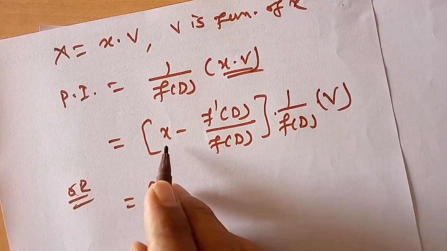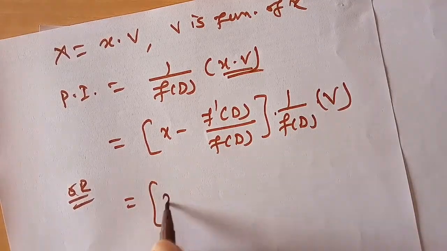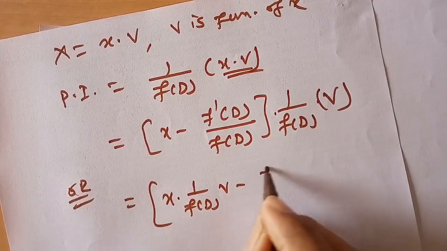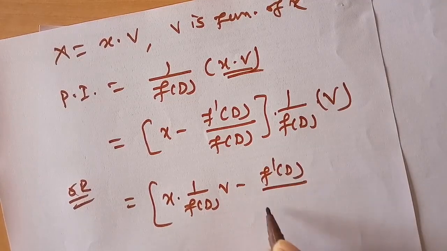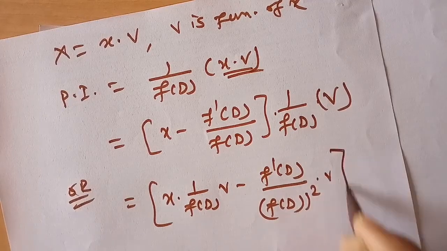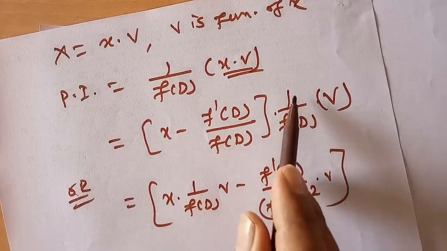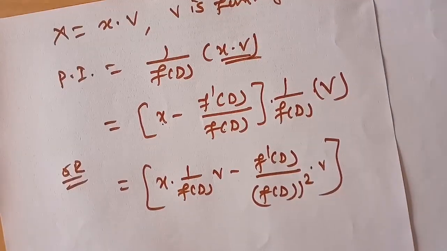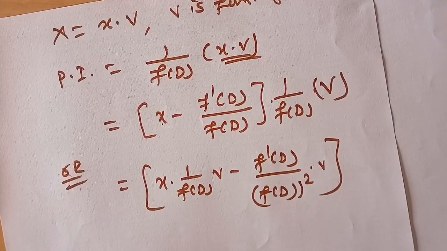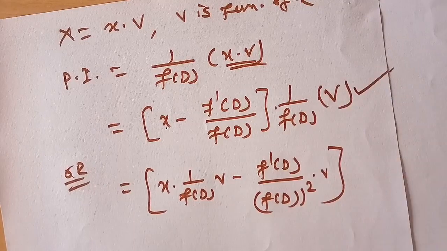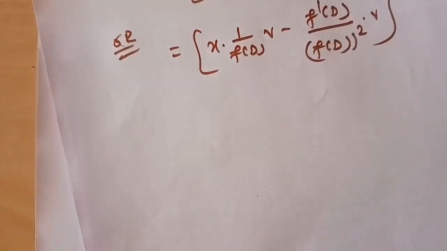This is x into 1 upon f(D) into V minus f'(D) divided by f(D) whole square into V. Only I am multiplying this whole term to this x and this term. Sometimes we can write this formula in this way. Most of the time we use this formula here. Again I will take an example on this.